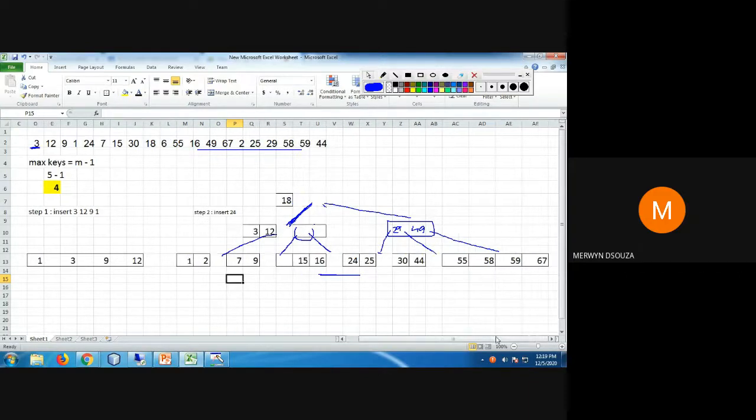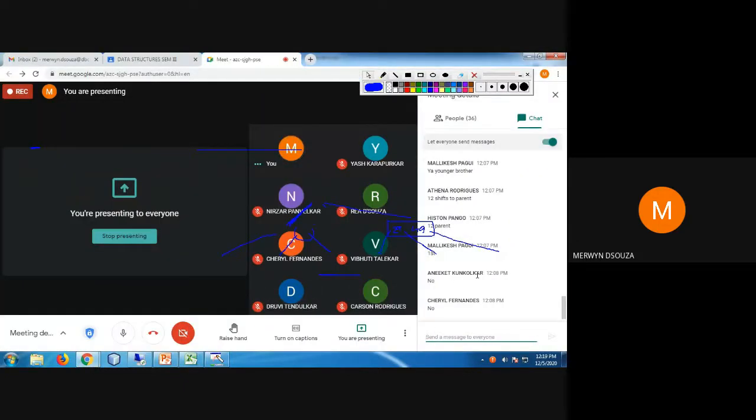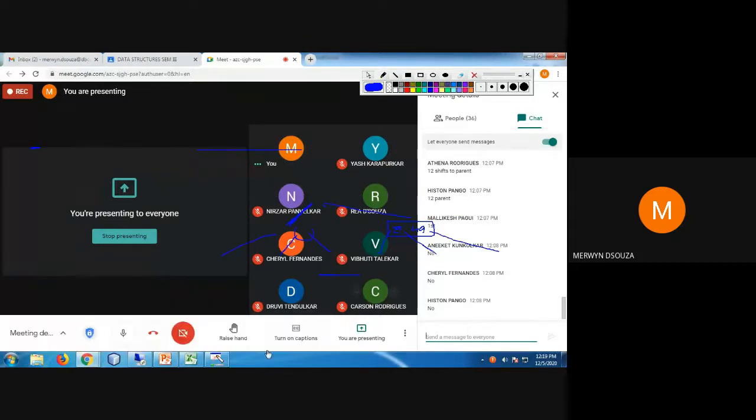So if I tell you to delete 67, will there be any underflow? Will you apply any cases? Delete 67. Yes, okay. Yes. Yes, correct. Correct. Okay. So I think you have understood this.